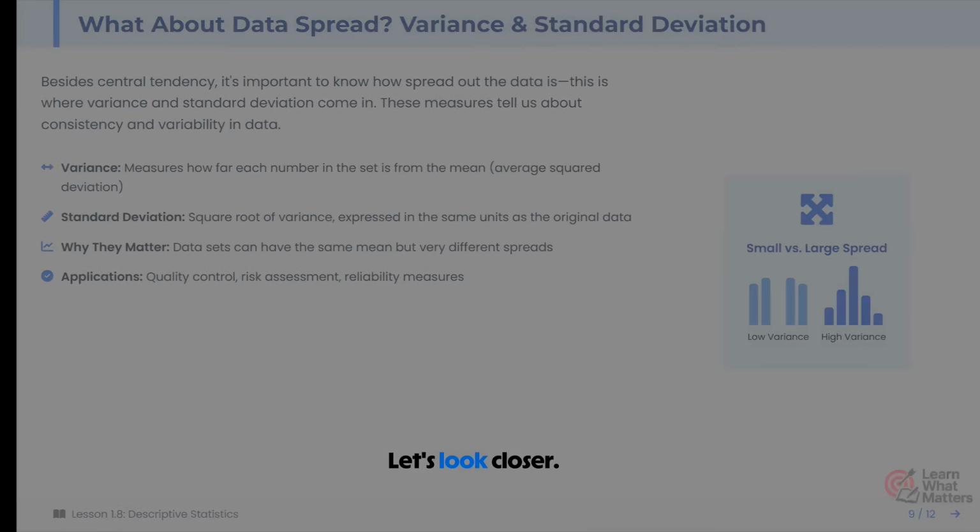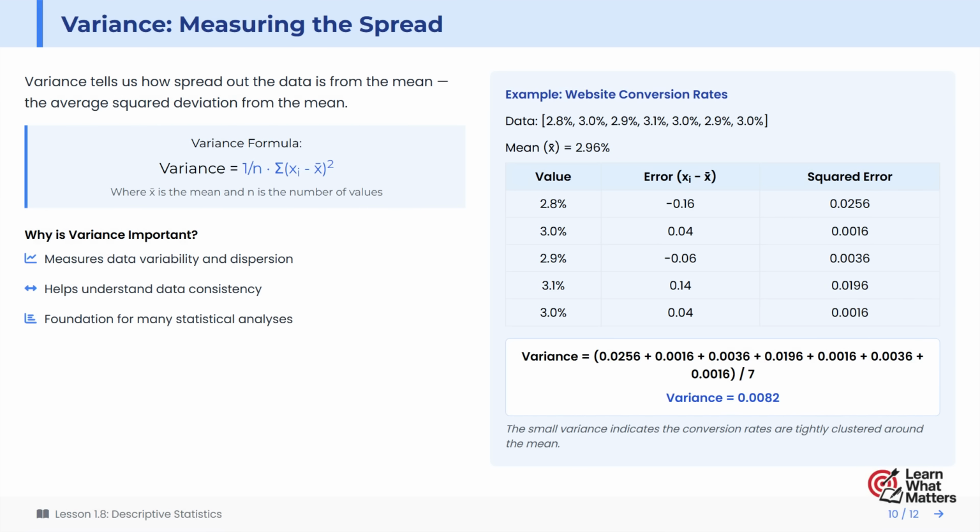Let's look closer. So let's break down variance. The definition sounds scary. The average squared deviation from the mean. But let's just look at the example. It's simple. We have website conversion rates. The mean, or average, is 2.96%. Now look at the table. We take each value, like 2.8%, and see how far it is from the mean. That's the error. 2.8 minus 2.96 is negative 0.16.